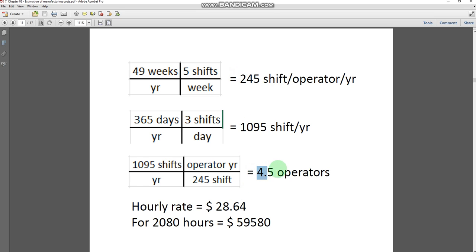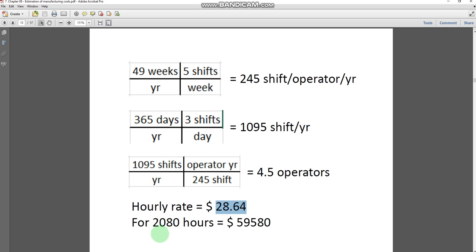So you can have the value for the number of operators that you need at one time to operate the plant. Now the hourly rate, you can get this value from the literature. In your book, the hourly rate is given as $28.64, and the annual working hours are given as 2080, but it can vary depending on the plant, the location of the plant, and the failures in the plant.